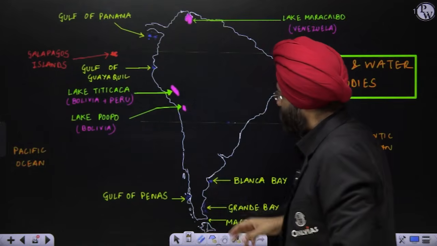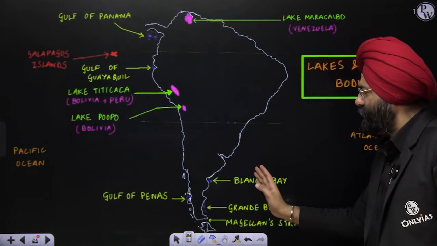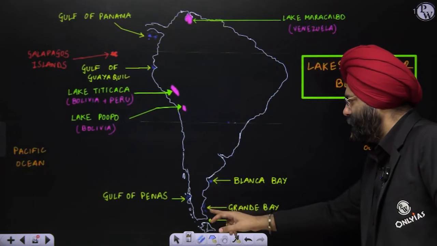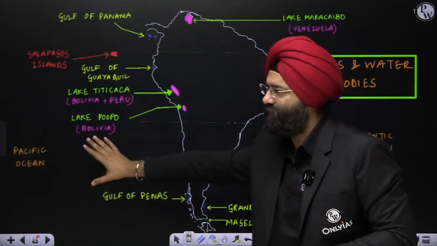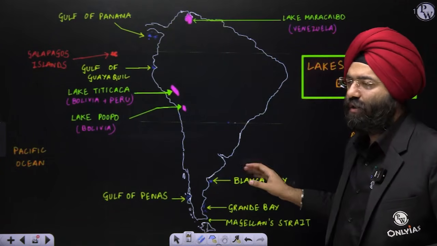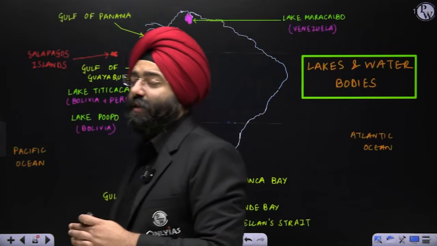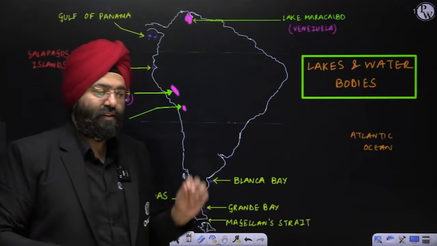Clear? Over here is the Gulf of Penas. Then if you come towards the eastern side, you have the Blanca Bay. You have the Grande Bay further south, and then you have the Magellan Strait. Magellan Strait is important because it basically connects the Pacific Ocean and the Atlantic Ocean. So you can be asked which among the following straits is basically connecting the Pacific and the Atlantic Ocean. It is the Magellan Strait. This is again an important question.